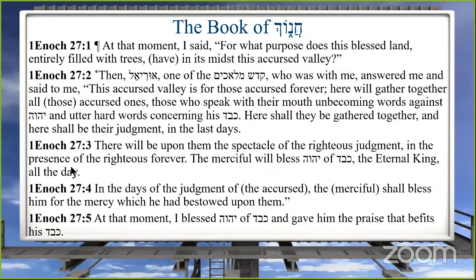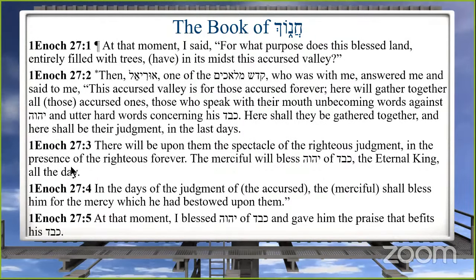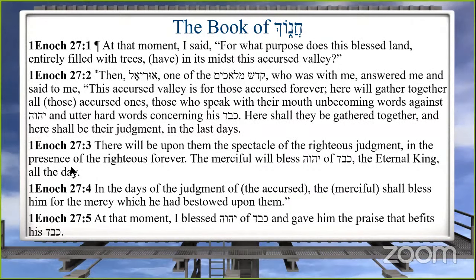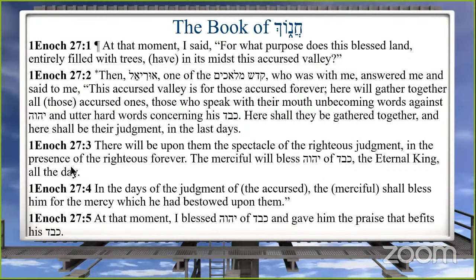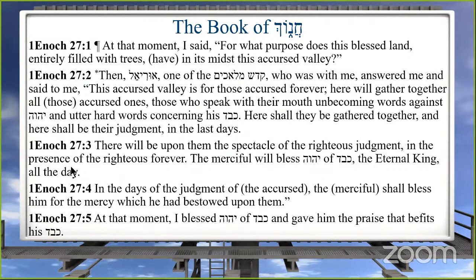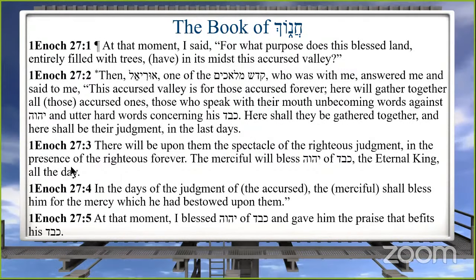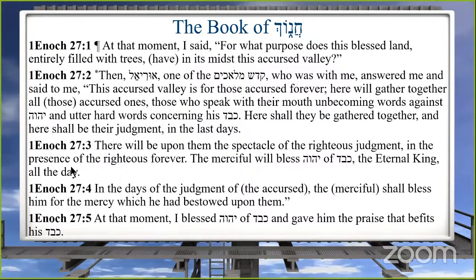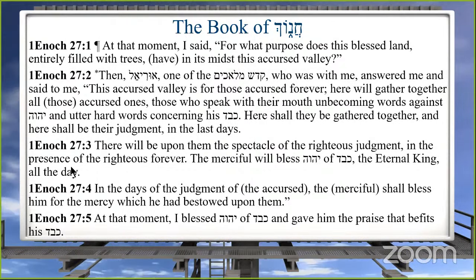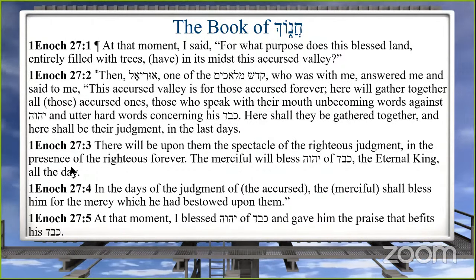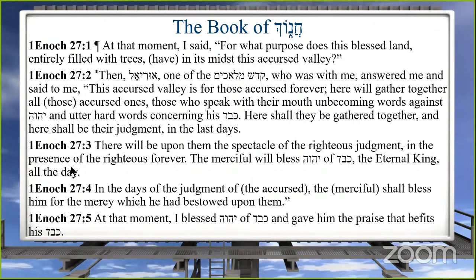Then Uriel, one of the Chodesh Melachims, or set apart messengers, who was with me, answered me and said to me, this accursed valley is for those accursed forever. Here will gather together all those accursed ones, those who speak with their mouth unbecoming words against Yahuwah, and utter hard words concerning his esteem. Here shall they be gathered together, and here shall be their judgment in the last days. There will be upon them the spectacle of the righteous judgment in the presence of the righteous forever.